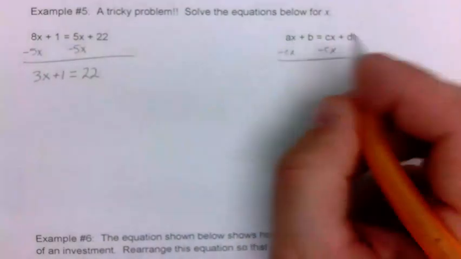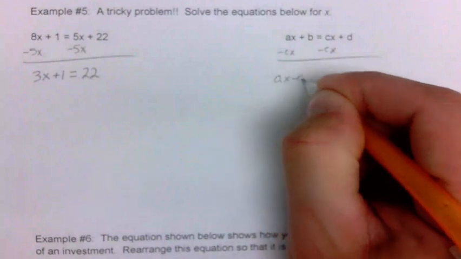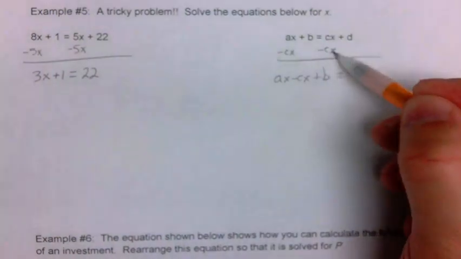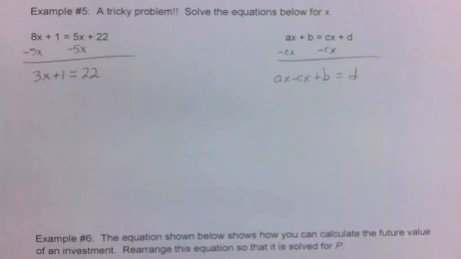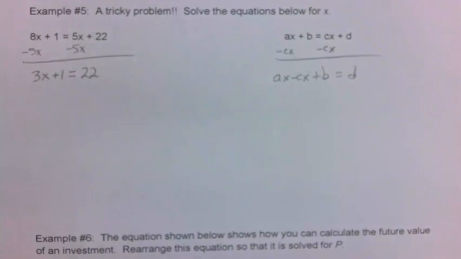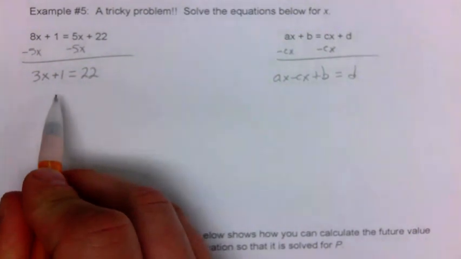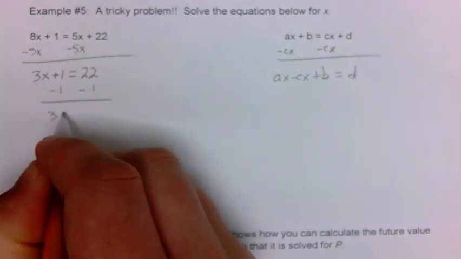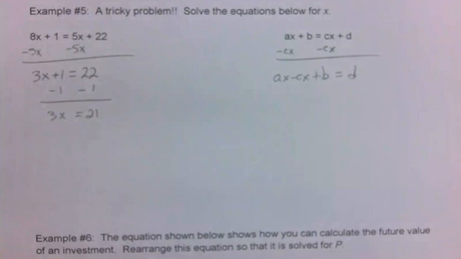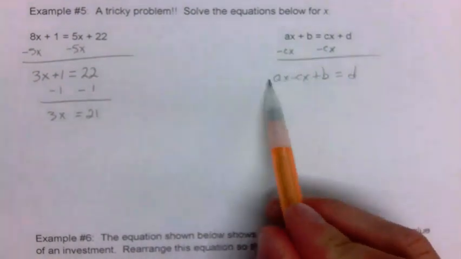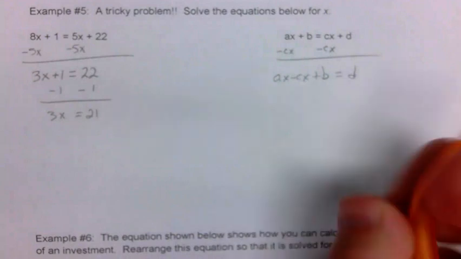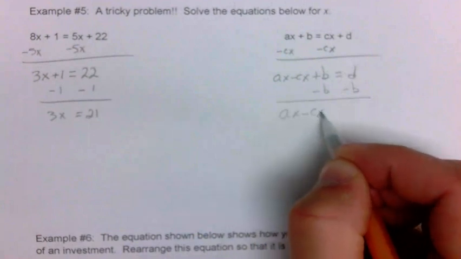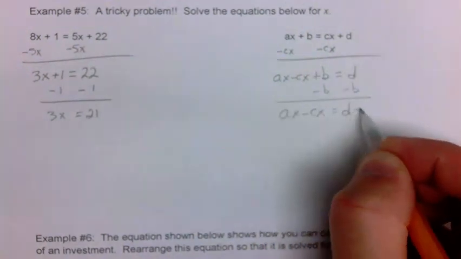So ax minus cx is just that. Ax minus cx plus b equals cx minus cx, which is 0, so we're left with the variable d on the right-hand side. Okay, going back over here to this equation on the left, now we're going to isolate that 3x. So we're going to subtract 1 from each side. 3x is 21. And following a similar pattern over here, we're going to isolate each of these terms that has x in it. So we're going to subtract that b from each side. Ax minus cx now is going to equal d minus b.